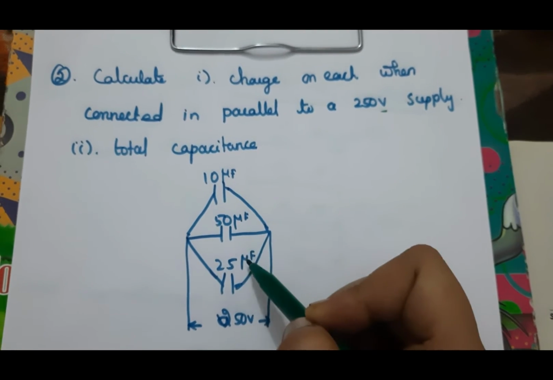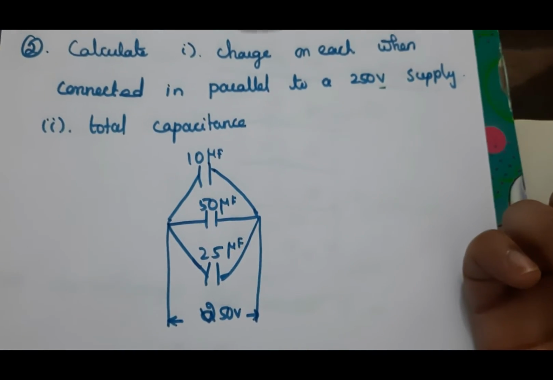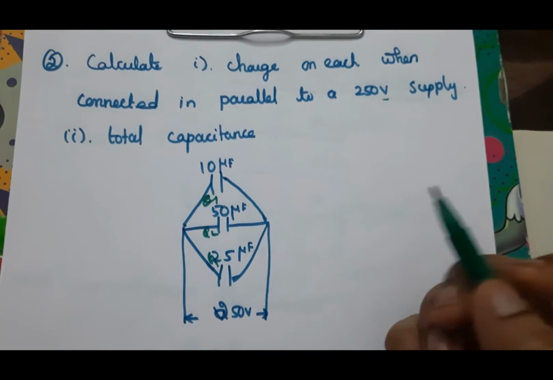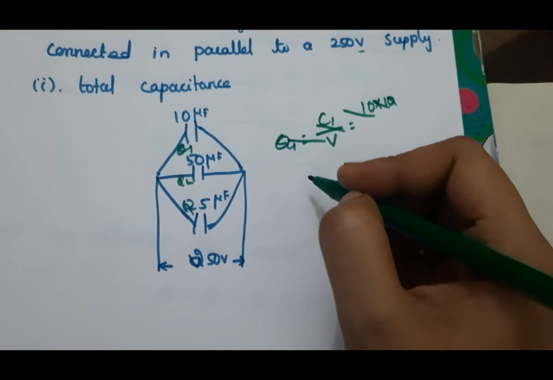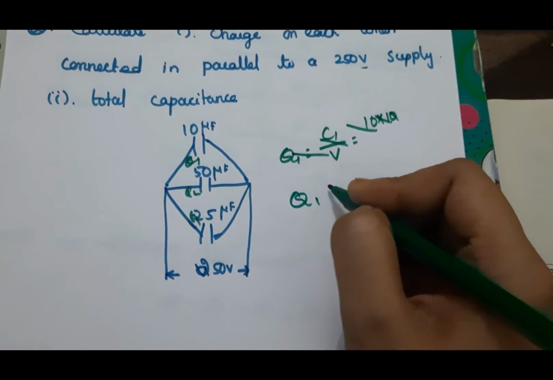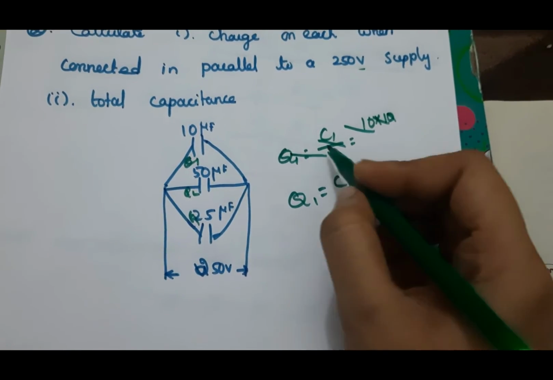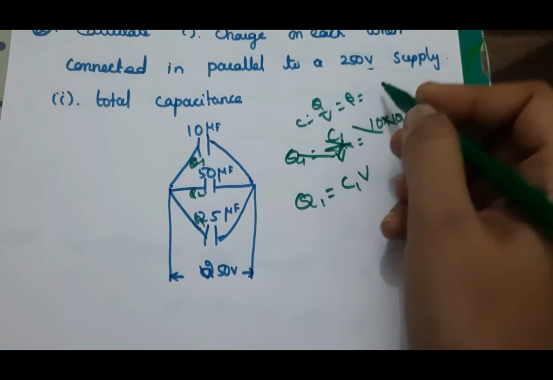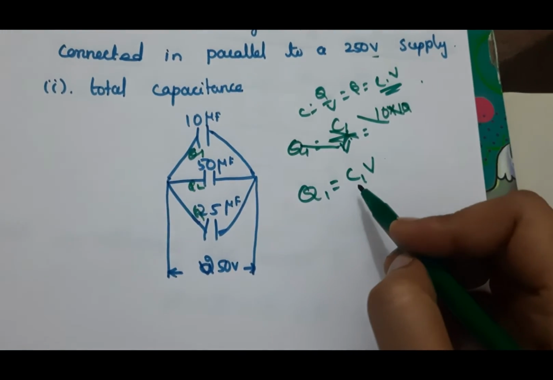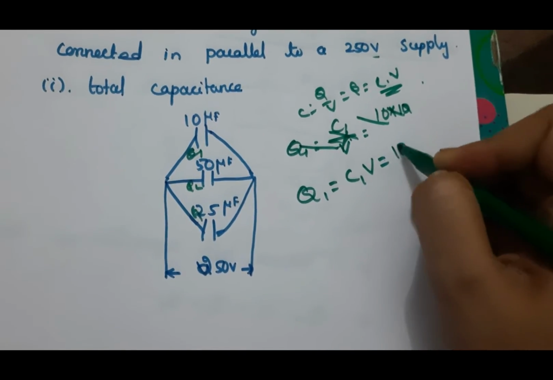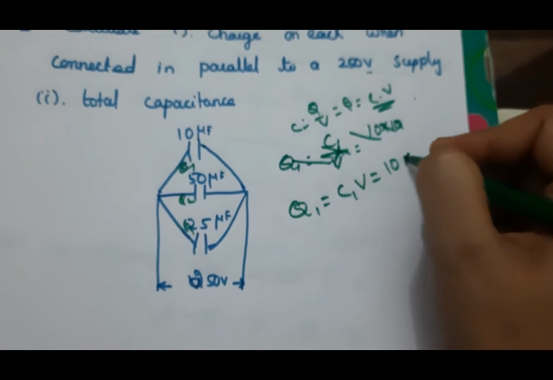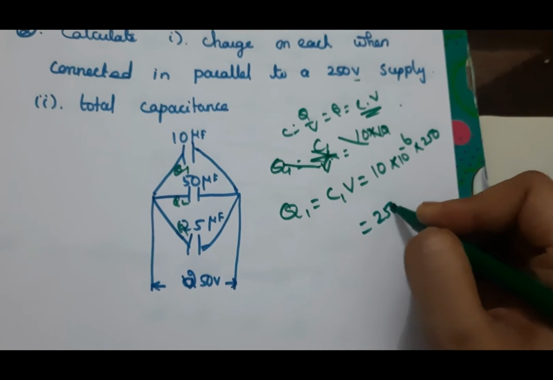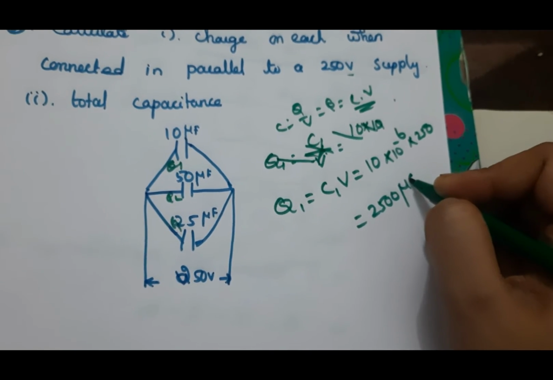The voltage is different across each capacitor, while the potential difference is the same for all capacitors in parallel. So we have to find the Q1, Q2, Q3 values. For Q1, we know that C is equal to Q by V, so Q is equal to C into V. Q1 is equal to C1V, where C1 is 10 microfarad, so 10 into 10 to the power minus 6 into 250. That is 2500 microcoulomb.